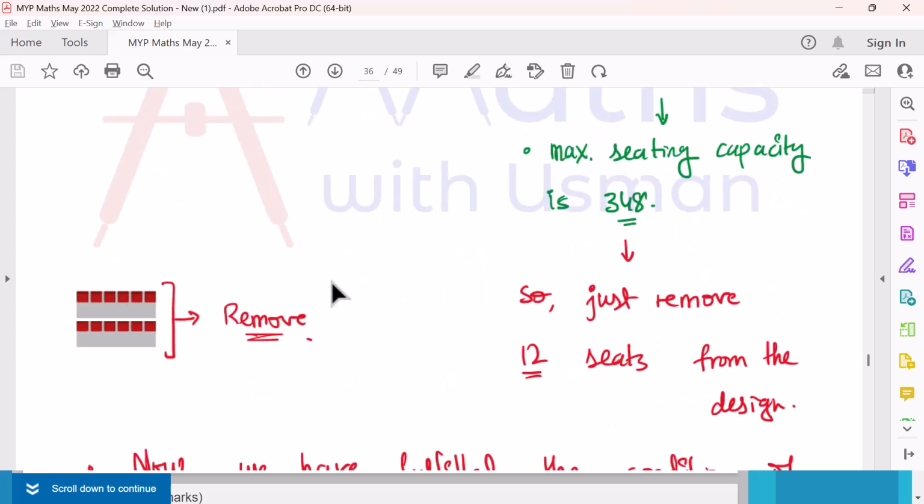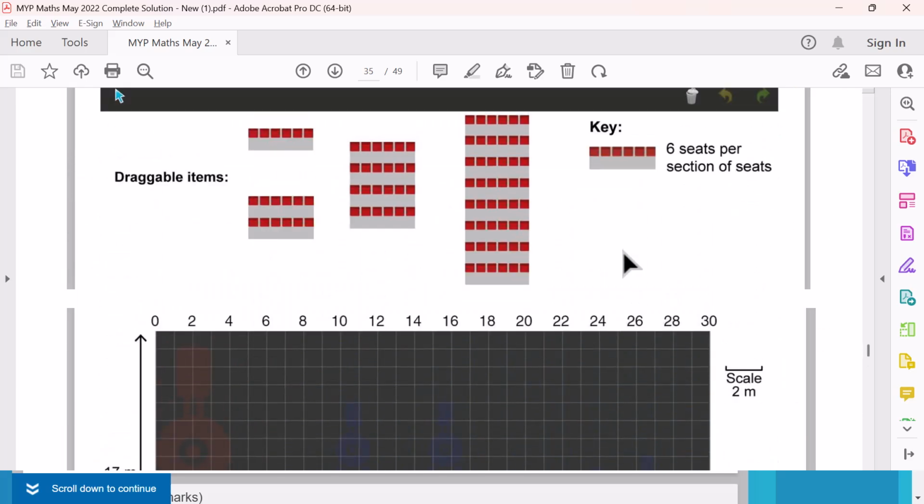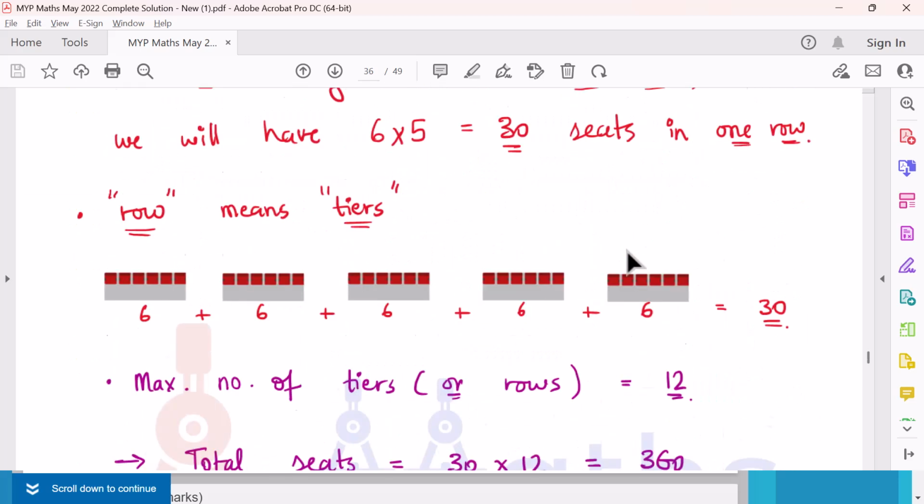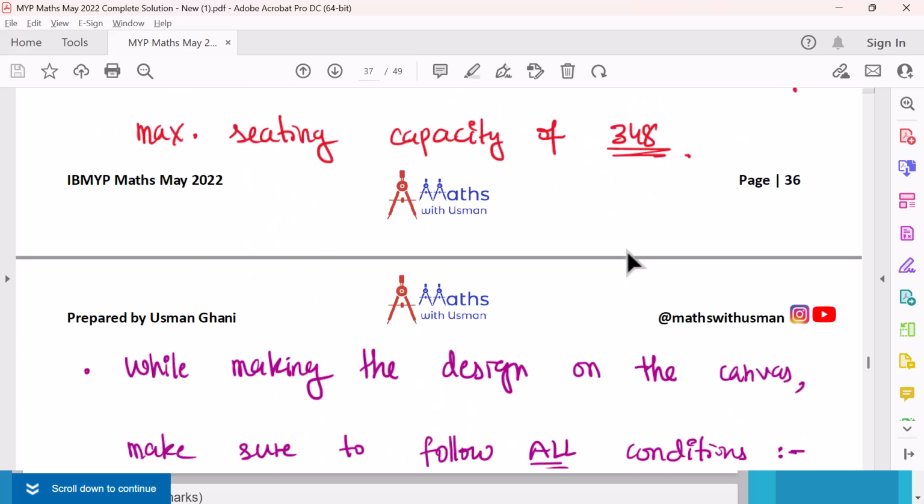Okay, so if you have 10 or 11 rows, you'll reach 300 or 330, and then just add your sections of 6 seats or maybe 12 seats. Just work in the multiples of 6. You will eventually reach 348. It's as simple as it gets.